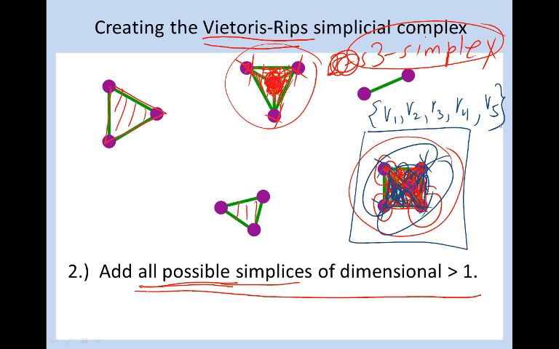And I know that its boundary has already been created. Its boundary was the 5 tetrahedra obtained by just removing one vertex at a time. So I had the tetrahedron V1 through V4, the tetrahedron V1, V3, V4, V5, etc. So I had all the boundary three-dimensional tetrahedra. So I can also create this four-dimensional 4-simplex. So I now have my Vietoris-Rips complex, where I've added all possible simplices of dimension greater than one.